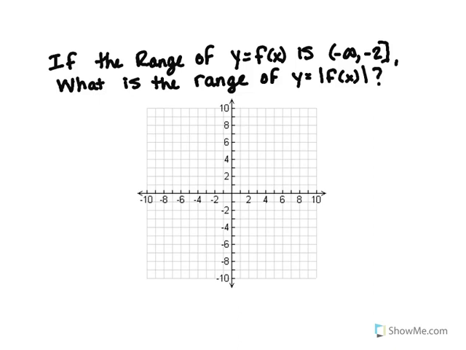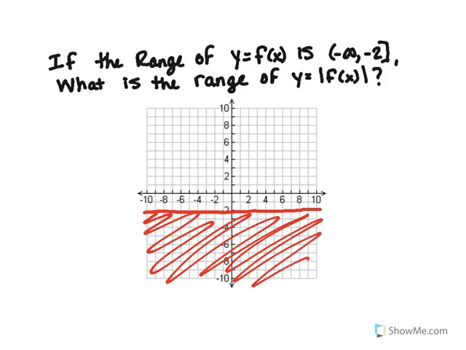Okay, let's do this kind of theoretical example. If the range of f of x is -infinity to -2, what is the range of y equals the absolute value of f of x? So let's think about this. If we have -infinity to -2, so it can go up to -2, and it can be anything below that.